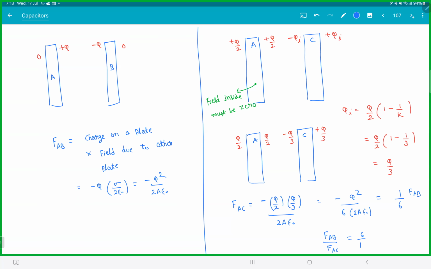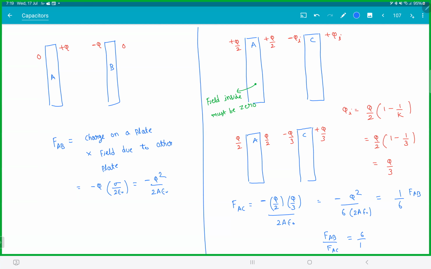I hope this question is clear. So this is based on Gauss law and dielectric slabs and capacitors. It's a pretty good one. Basically, this is a little different. Clear? Any doubts on this?